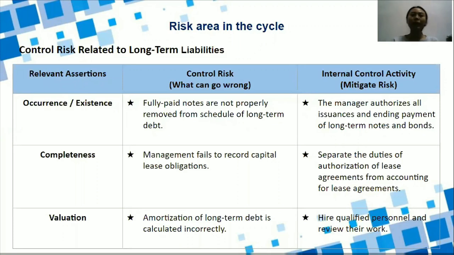The second one will be completeness. The control risk related with completeness is that the management fails to record capital lease obligation. So what they can do is to separate the duties of authorization of lease agreements from accounting for lease agreements. They need to separate the authorization from the person who will record all the transactions. This one is like the segregation of duties.